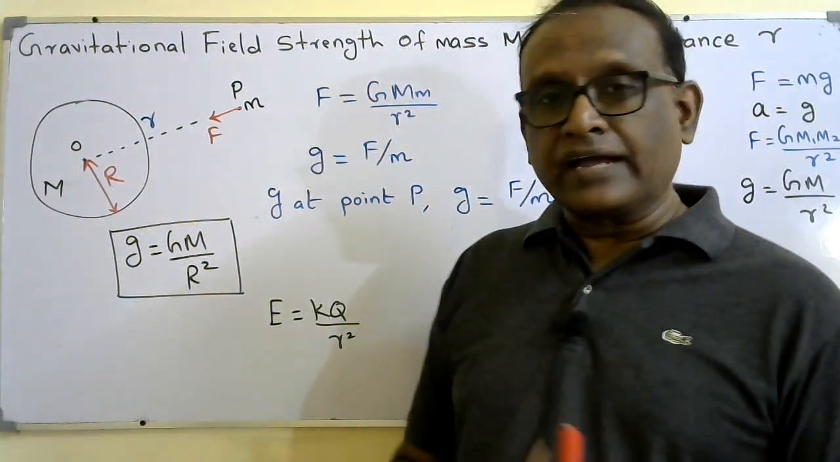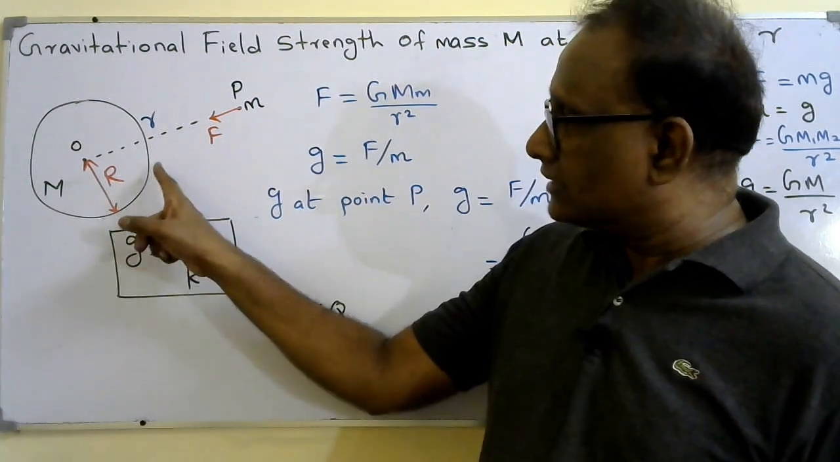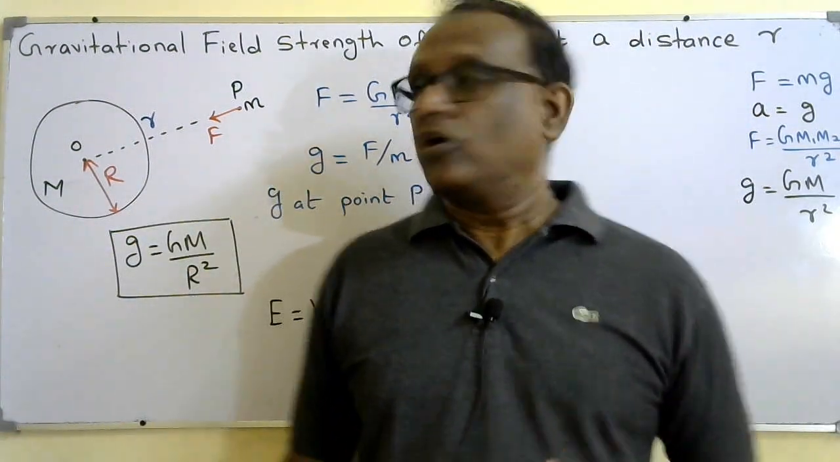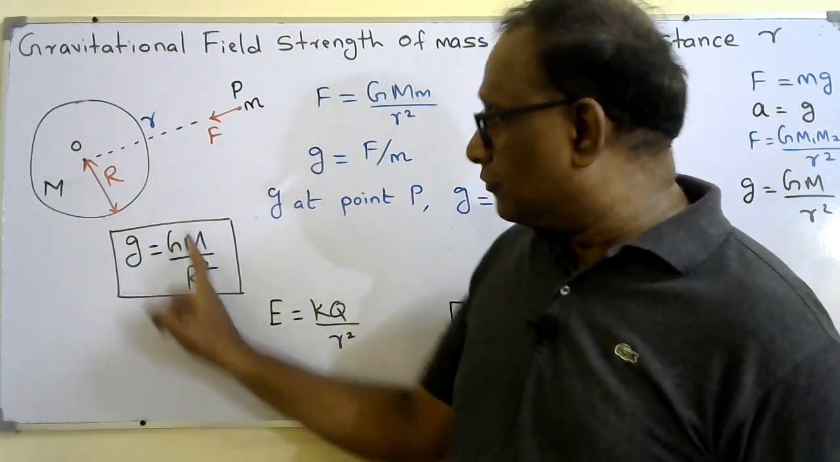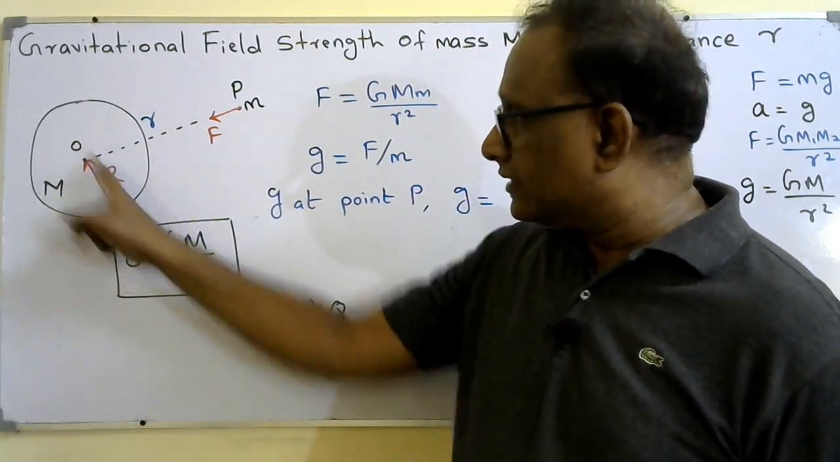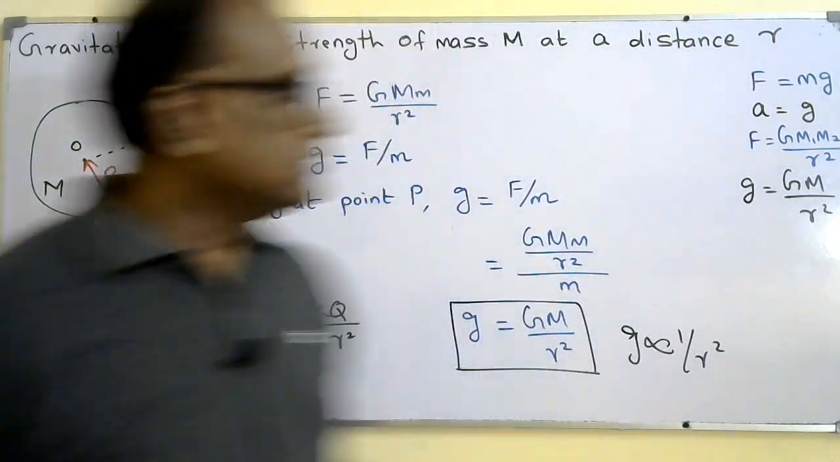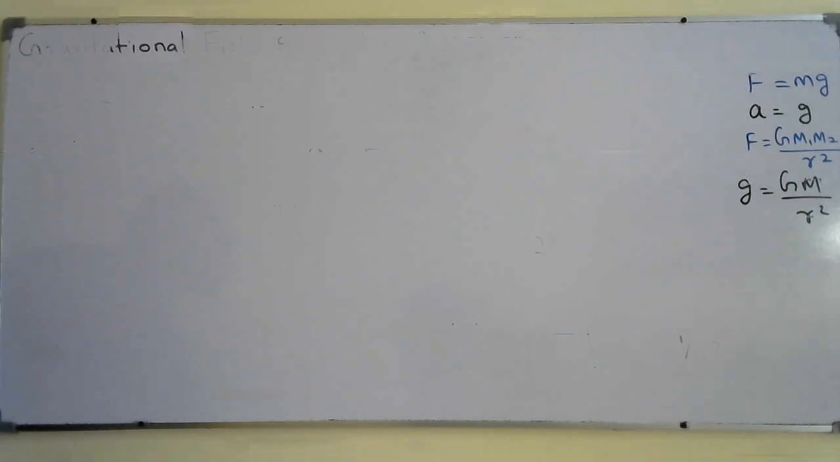So if we want to find the gravitational field strength on the surface, or the acceleration of free fall on the surface of it, it is GM over r squared, where r is the radius of the planet or moon, whatever we consider, right? So g equals GM over r squared is very important.